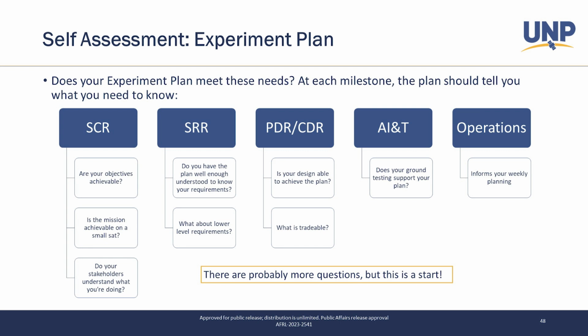So for example, you guys are all somewhere between SCR and SRR. Are your objectives achievable? Does your experiment plan help inform that? Is the mission achievable on a small sat? And have you done enough in your design work in the experiment plan to tell you that? Ultimately, as a communication tool, do your stakeholders understand what you're trying to do? So think through, as you're starting to create this, some of those perspectives, I suppose.